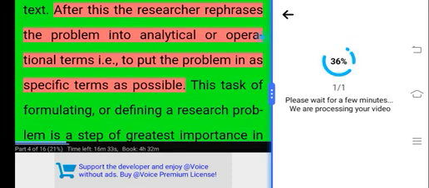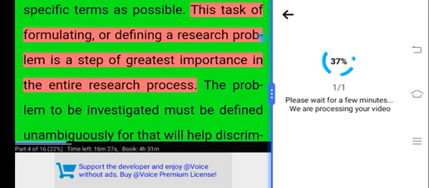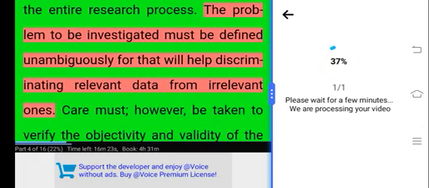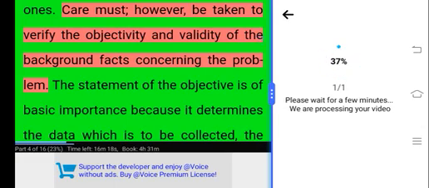After this, the researcher phrases the problem into analytical or operational terms, i.e., to put the problem in as specific terms as possible. This task of formulating or defining a research problem is a step of greatest importance in the entire research process. The problem to be investigated must be defined unambiguously, for that will help in discriminating relevant data from irrelevant ones. Care must, however, be taken to verify the objectivity and validity of the background facts concerning the problem.